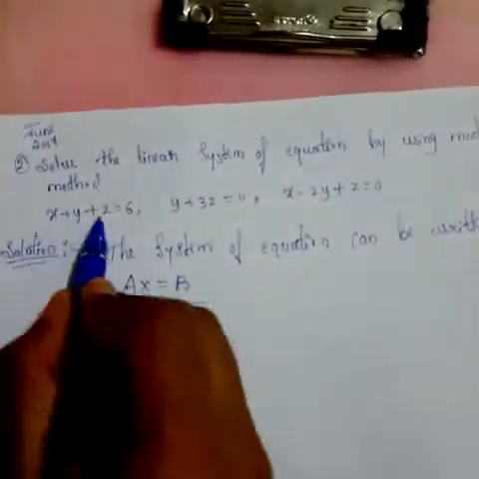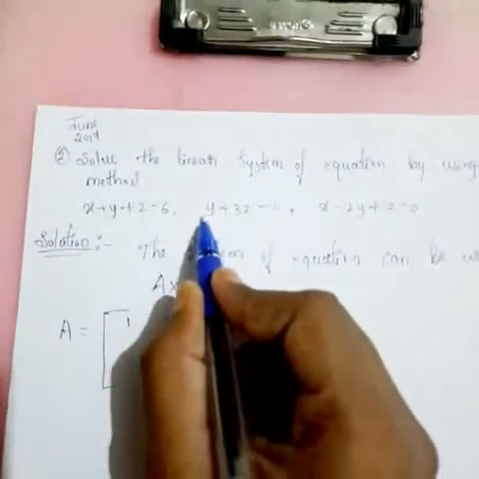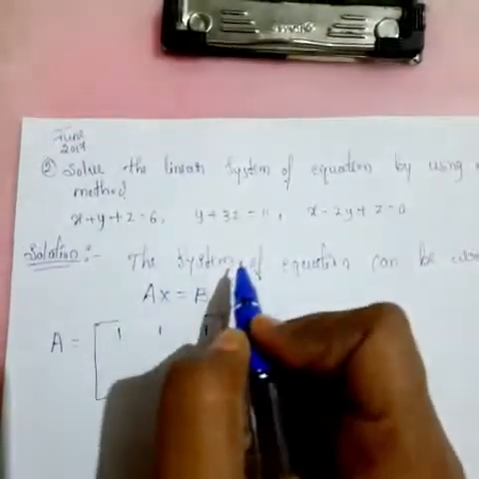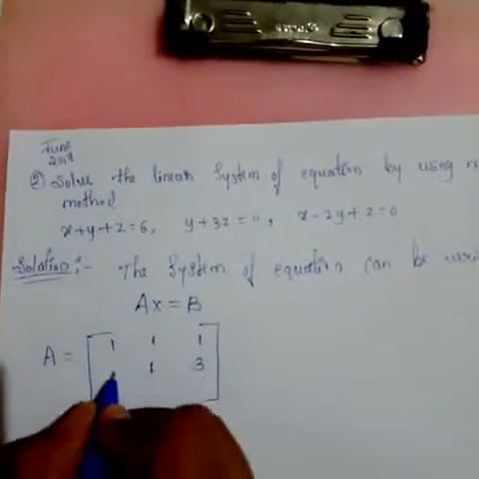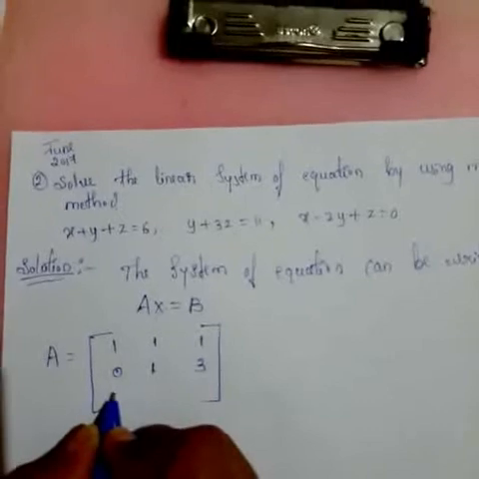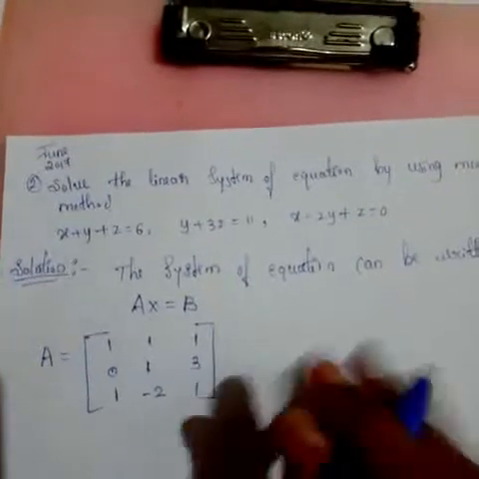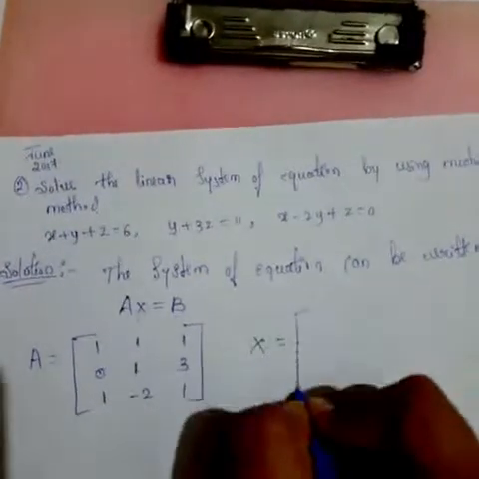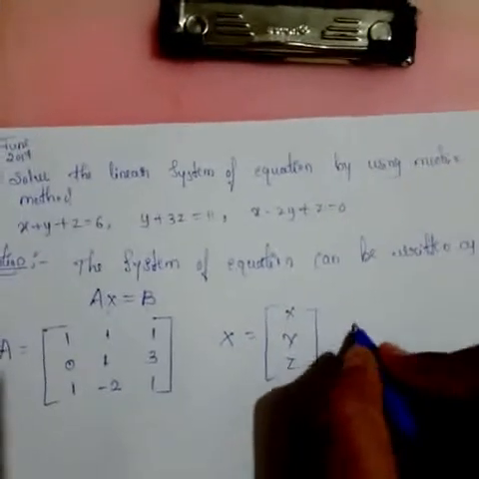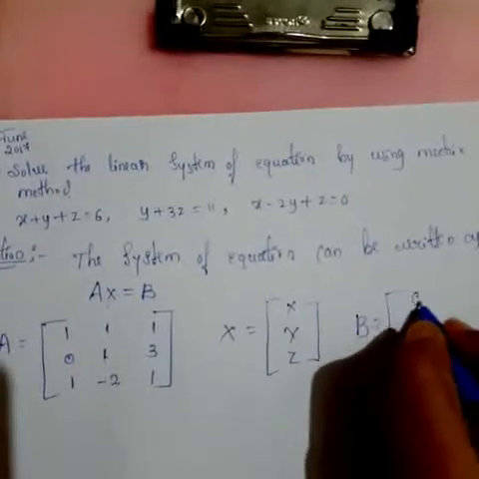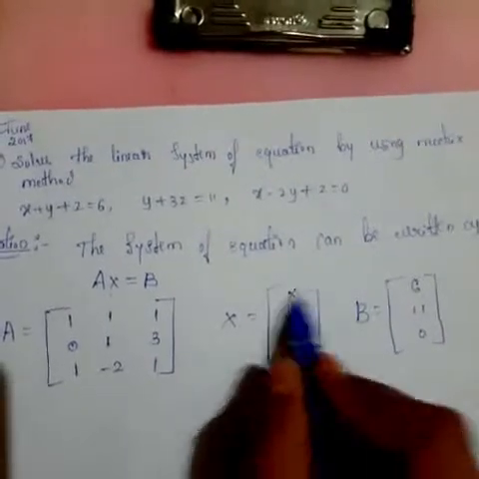In the A matrix, the coefficients are 1, 1, 1. See here, x is not in the second equation, y plus 3z is equal to 11. It means the y coefficient is 1, the z coefficient is 3, but x is 0. Similarly, in the third equation, x minus 2y plus z is equal to 0, we write 1, minus 2, 1. This is your A. X is the unknown variables x, y, z. B is the RHS values, that is 6, 11, 0, the constant values.